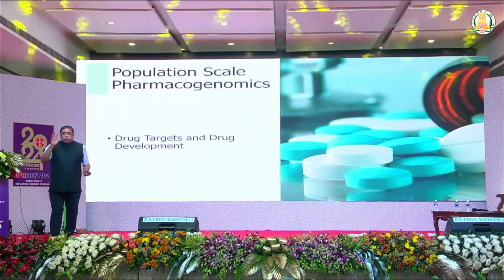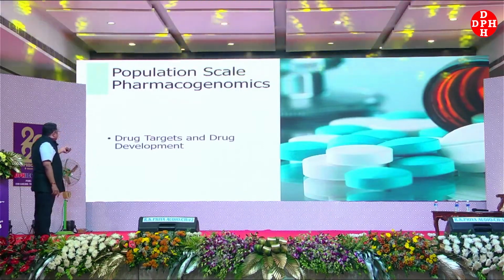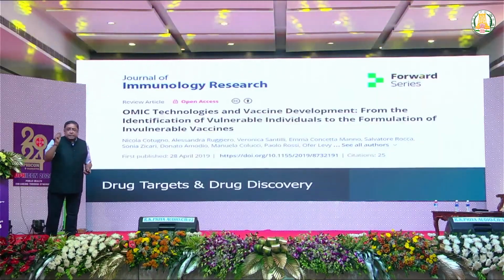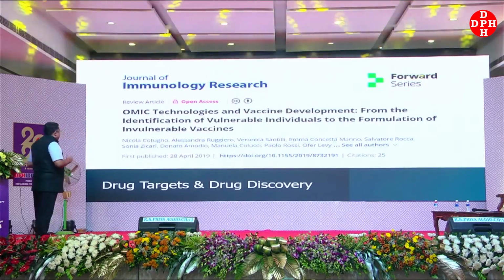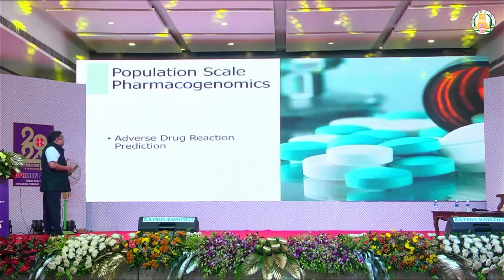Now coming to drug targets, I'll just pass it on fast. This scale of genomics or omics technologies in the field will help you find specific drug targets and drug development. The classical example is the vaccine we developed for COVID-19. Similarly, there is a lot of drug research happening for cancers which is based upon omic technologies. And of course, adverse drug reactions.